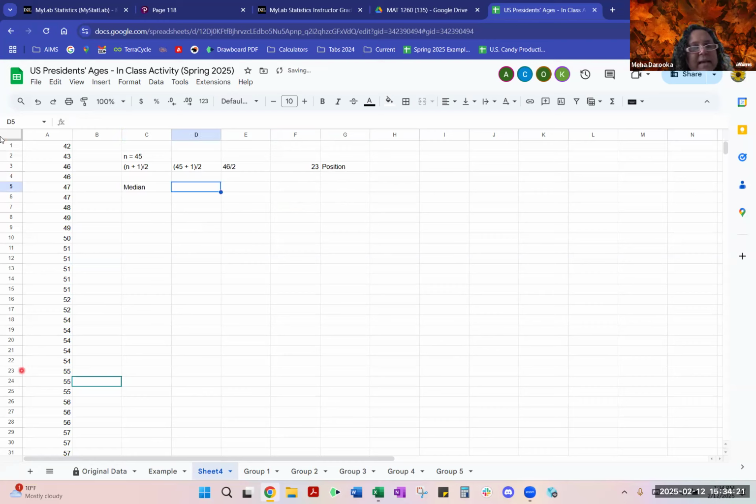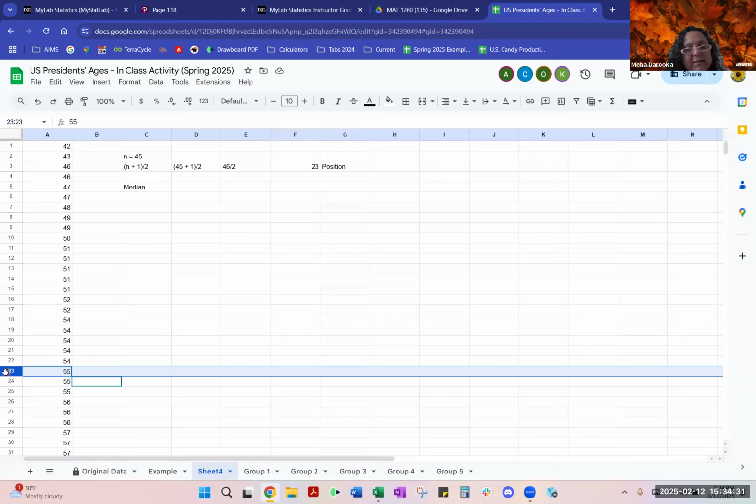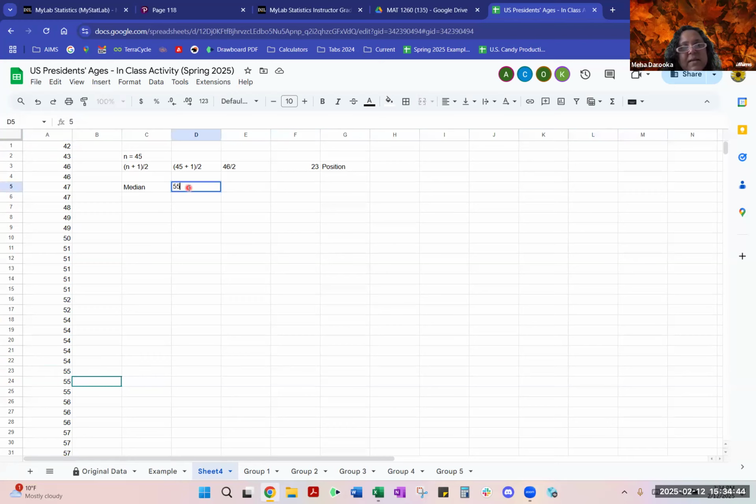So this is the thing I like, because we are using a blank sheet and we started out from the first cell where our first age is going to be. You literally just have to go down to the 23rd cell and it will show you which age is going to be our median. So for the 23rd position, our age is 55. So the median is going to be 55. This is doing it the way your textbook is talking about, right?